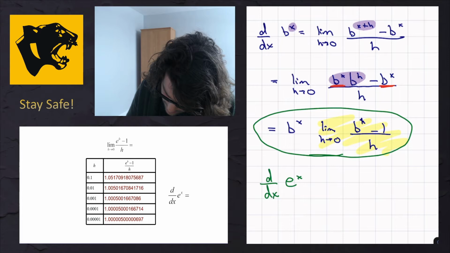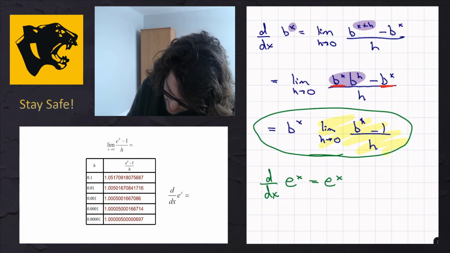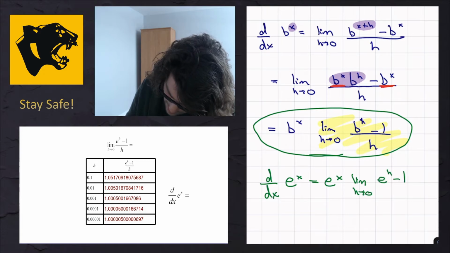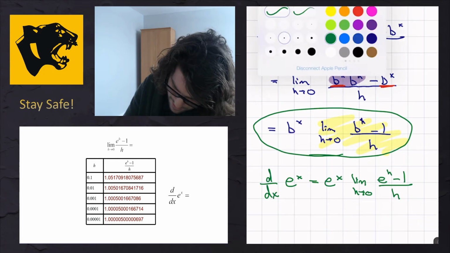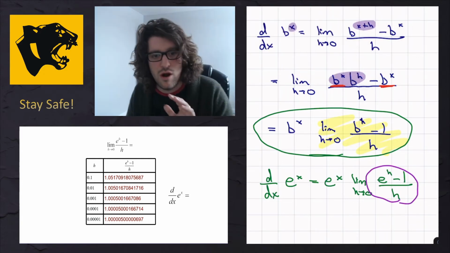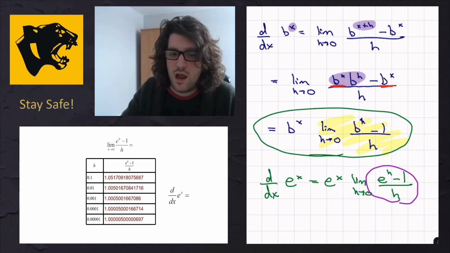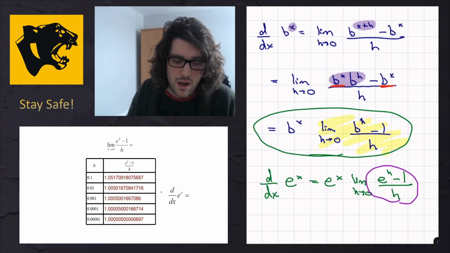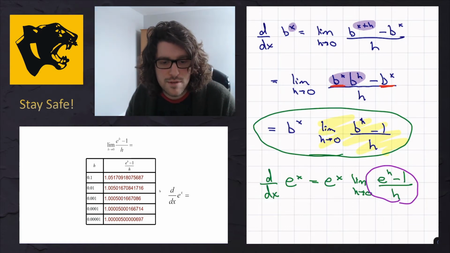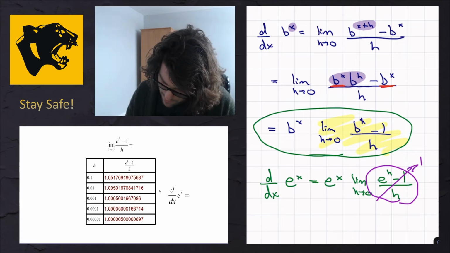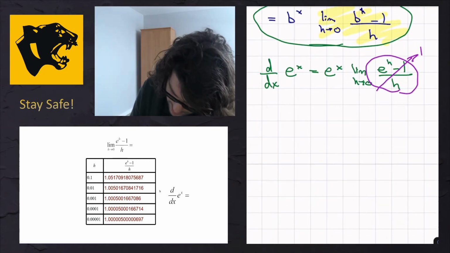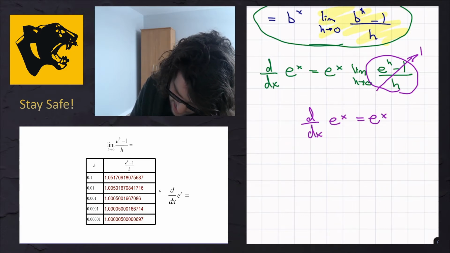So the derivative, according to this, would be e^x times the limit as h approaches 0 of (e^h - 1)/h. But that is what we just talked about on the screen where I have all the numbers. Those values are approaching 1. So (e^h - 1)/h, as h gets really, really small, appears to approach a value of 1. So we can say that the derivative of e^x is equal to e^x.